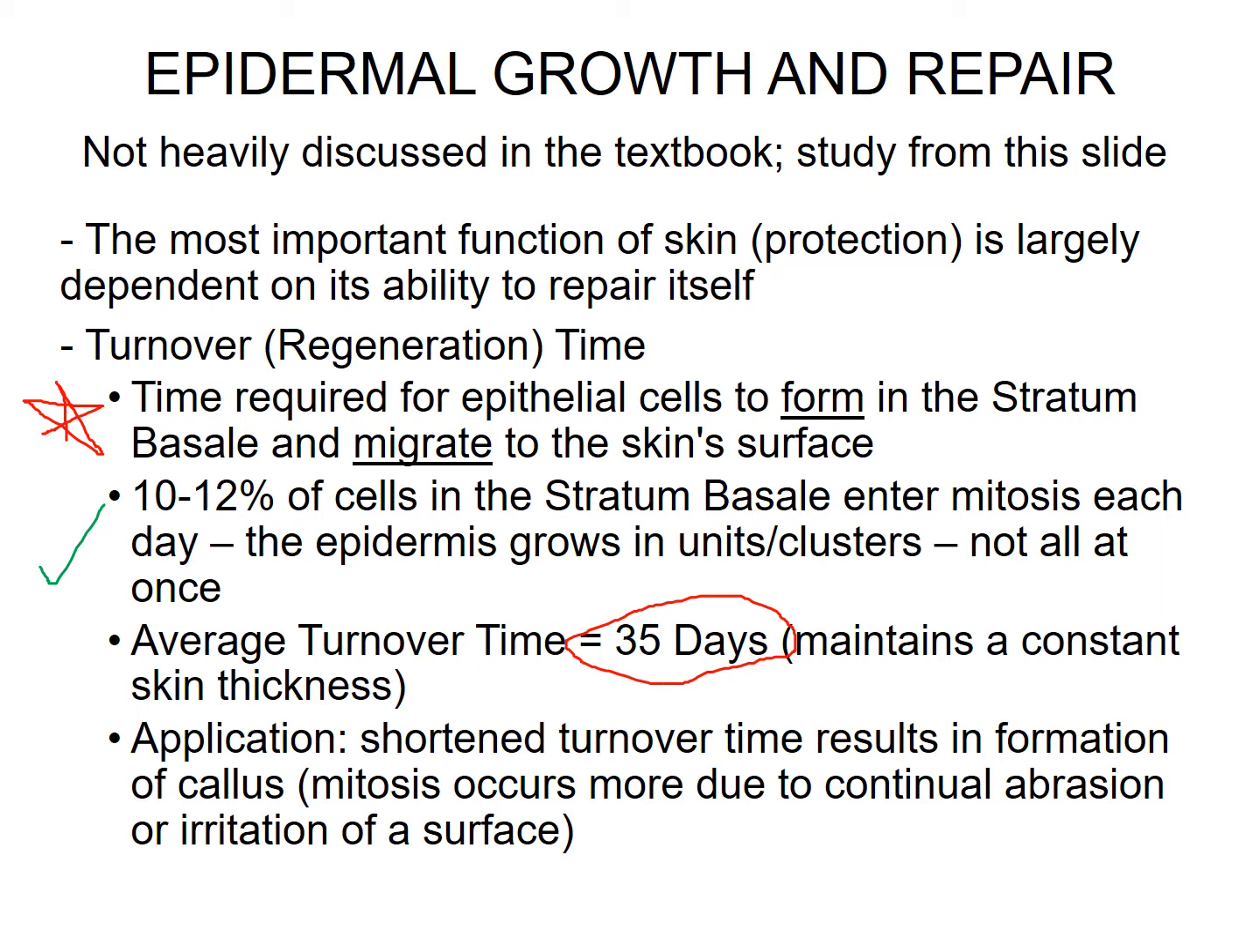And you take a look at the last bullet point. If we have a shortened turnover time, we have a callus. So if we're not allowing our skin to have enough time to regenerate, basically we're just putting too much strain or abrasion or pressure on the skin, what will happen is we'll irritate it and we'll get this callus formation, or in bad cases we can actually just break through the skin and get a blister.